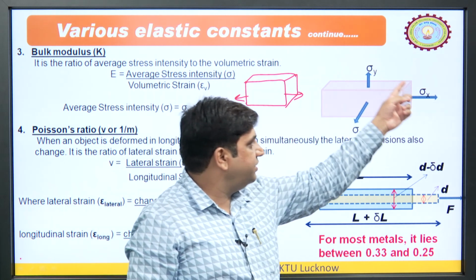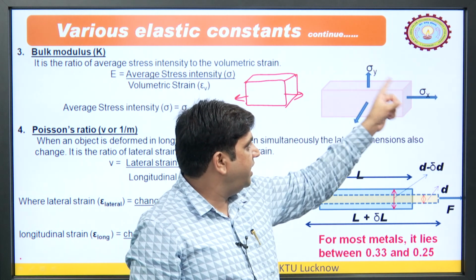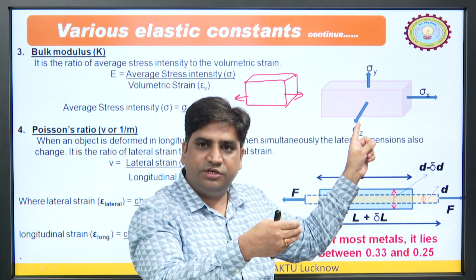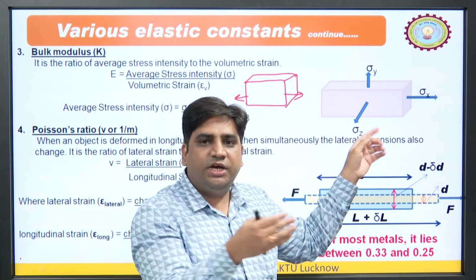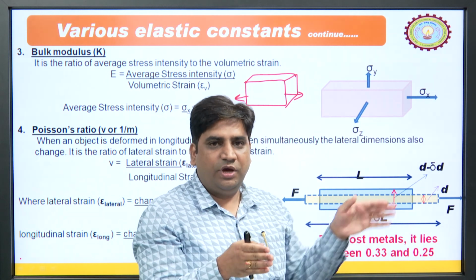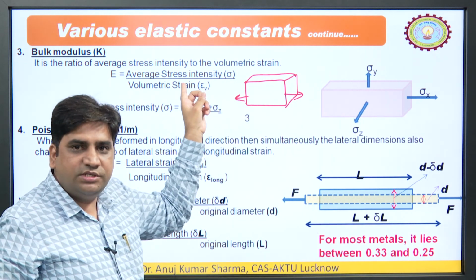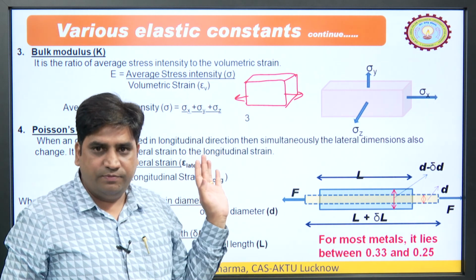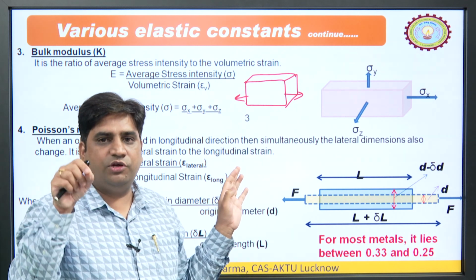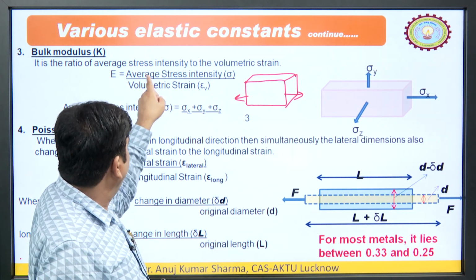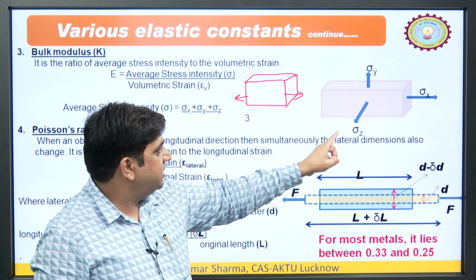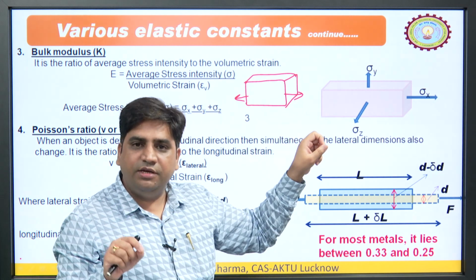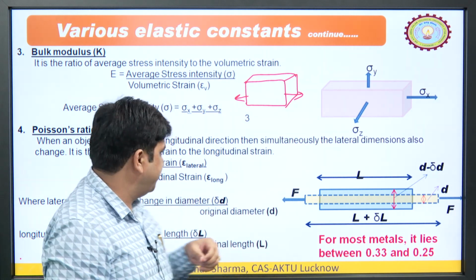Let us say this is the 3 dimensional object and we have sigma x, sigma y, sigma z, 3 stresses induced in 3 directions. So, we can take the average of these. So, bulk modulus is the ratio of average stress divided by volumetric strain. Volumetric strain means change in volume upon original volume, and average stress means sigma x plus sigma y plus sigma z divided by 3.